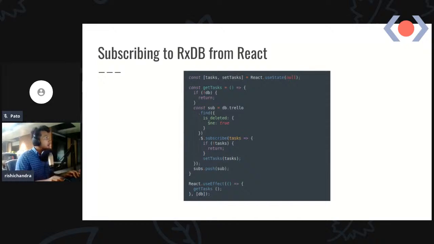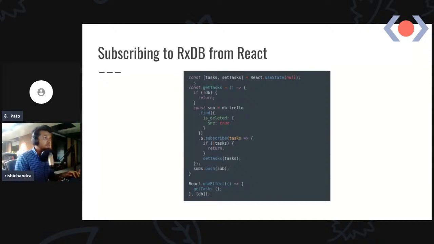Nextly, let's see how to subscribe to RxDB from React. So the core philosophy of React, as we all know, is that a component is a function of state and props, and it is subscribed to the state and props. Whenever there is a mutation in state and props, the re-render is triggered and the UI updates, right? So since the state of this application is RxDB, we want to subscribe to RxDB so that whenever there is a change in RxDB, our UI updates accordingly, right?